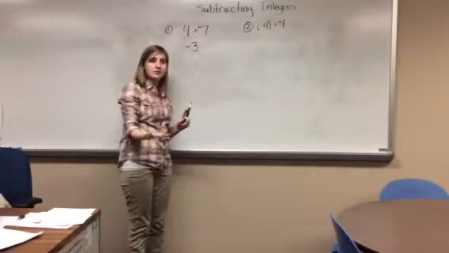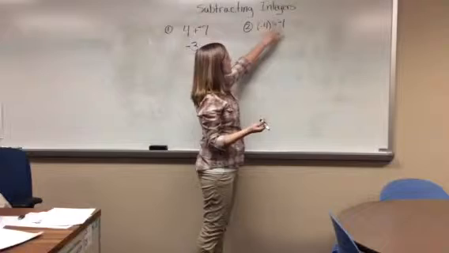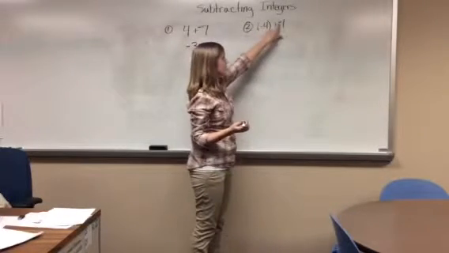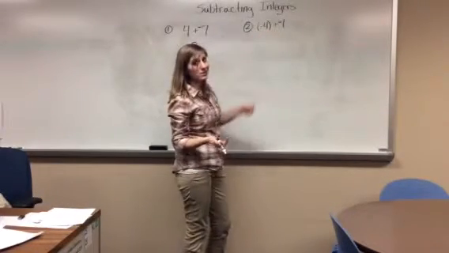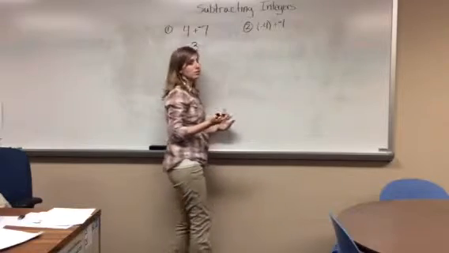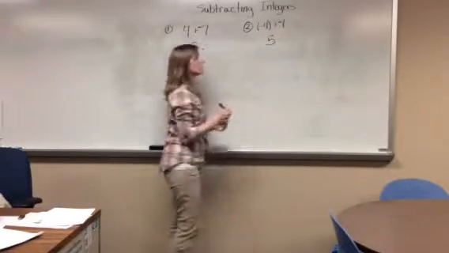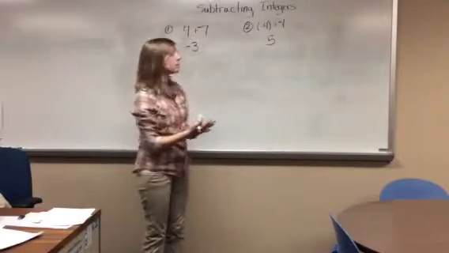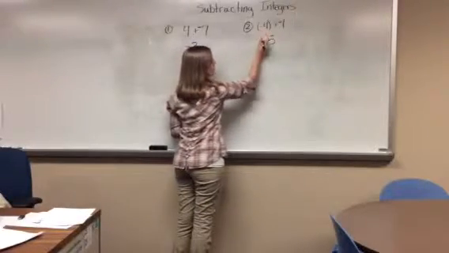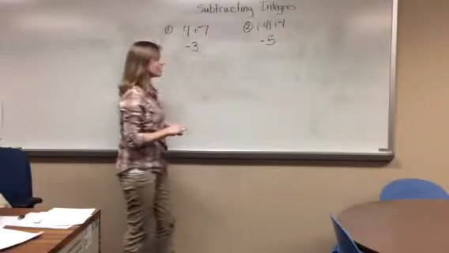Now we just follow the rules of addition. The rules of addition tell us that if the signs are the same, both of these are negative, so the signs are the same, we'll go ahead and add the two numbers together. 4 plus 1 is 5. Again, we always keep the sign of the bigger number. Bigger number is 4, so my answer is negative 5.